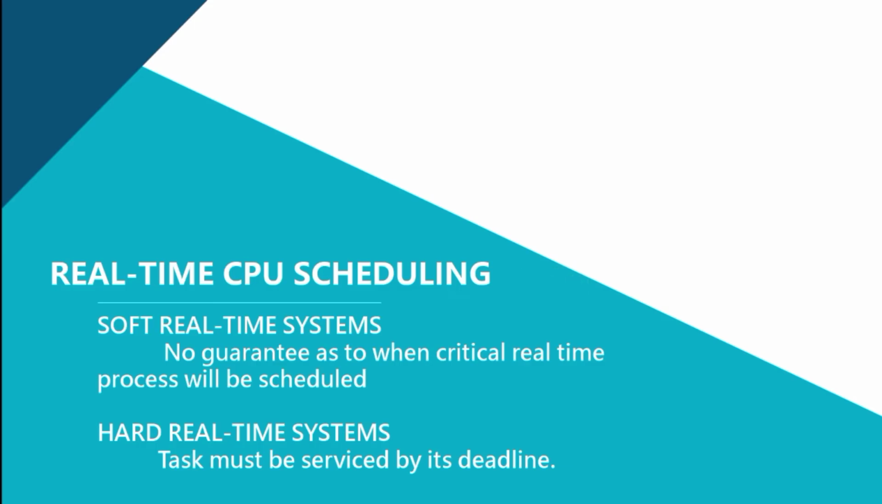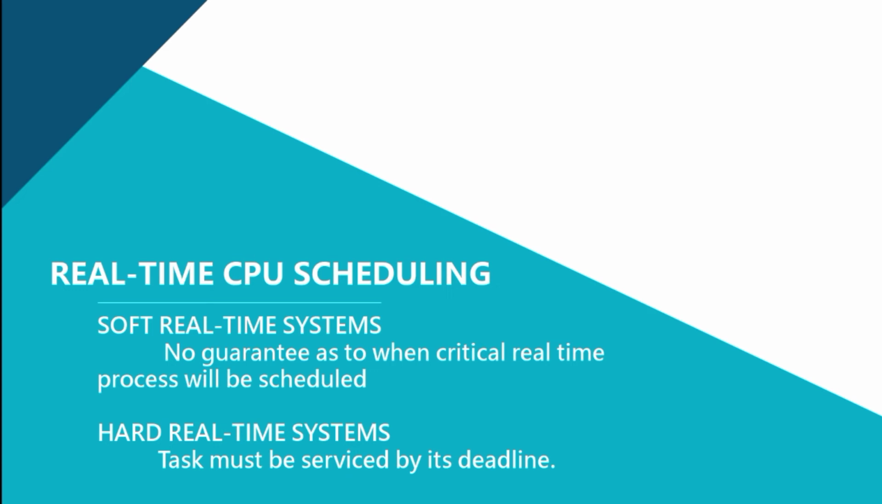Another CPU scheduling algorithm is the real-time CPU scheduling. It is classified into two, and that is the soft real-time system and the hard real-time system. In the soft real-time system, there is no guarantee as to when a critical real-time process will be scheduled. So we don't have identification of what time the critical real-time process will be scheduled, and it is difficult for real-time CPU scheduling to know the process or to provide scheduling for the process.